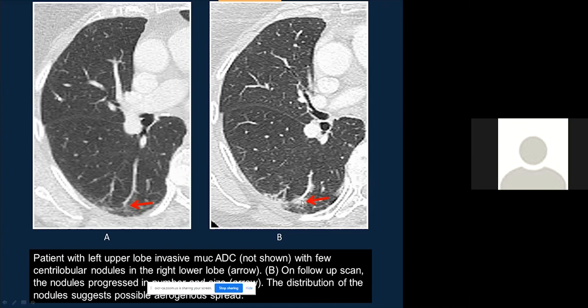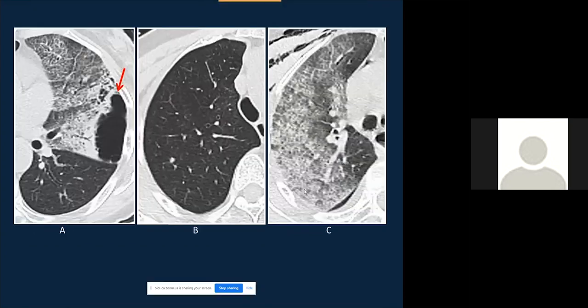proved to be metastatic adenocarcinoma. But again, not forming the nodules that we see in vascular intrapulmonary metastasis. These are some of the features that we can see.